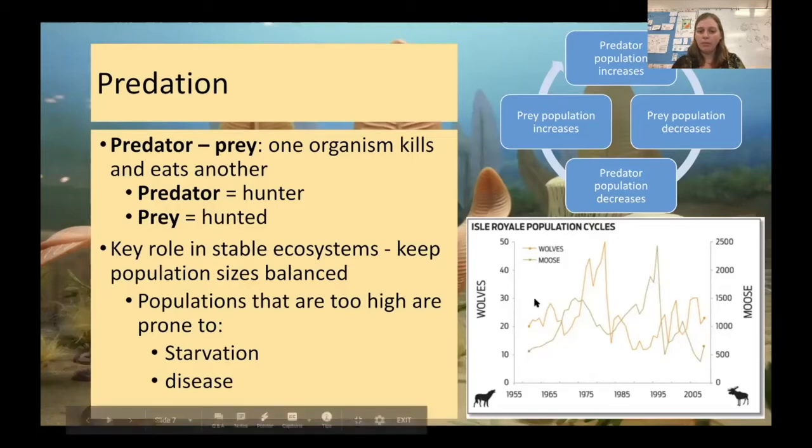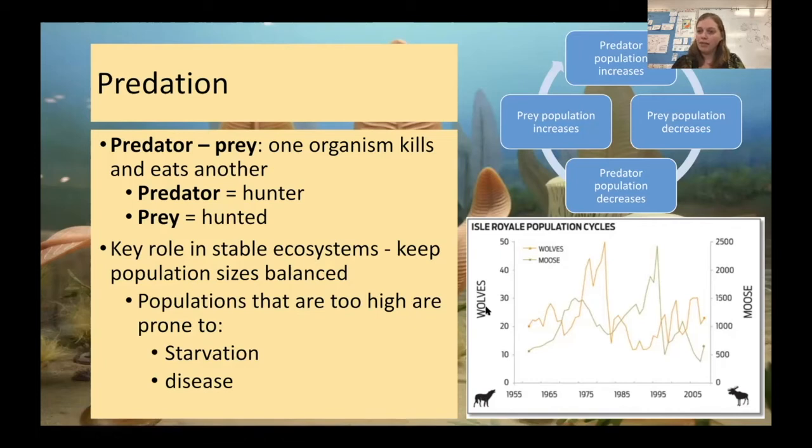So notice what happens here. We have the moose in the green and the wolves in the orange. The wolves are mapped on this axis and the moose are mapped over here. So notice there's always more moose than there are wolves. And that would make sense because the moose is the wolf's food source. As the moose population continues to grow, then we are providing more food for the wolf population. So that's more food to feed these wolves, and so you can support a higher population.